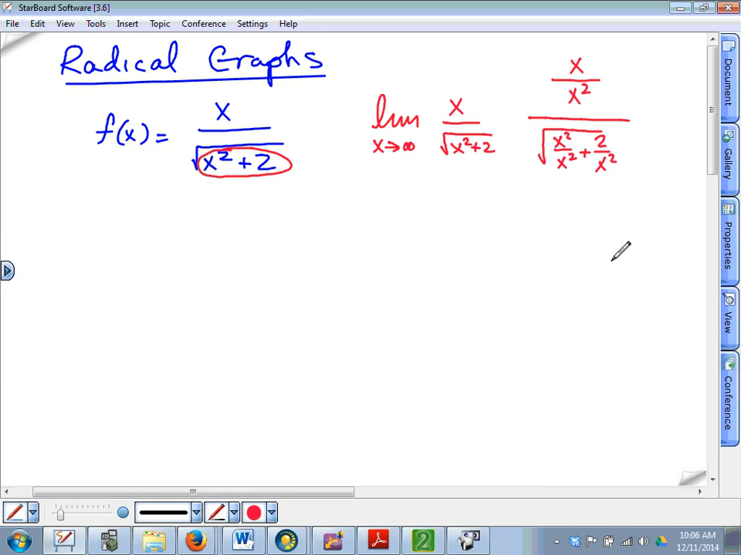Times it by... I don't know what you mean. x squared plus 2. Divided everything by x squared. Wait, you divided everything? Oh, yeah. Just divided x over x squared, and 2 over x squared. Okay.